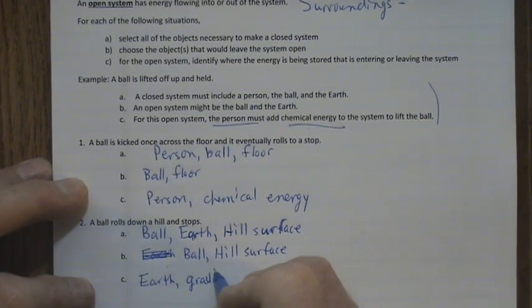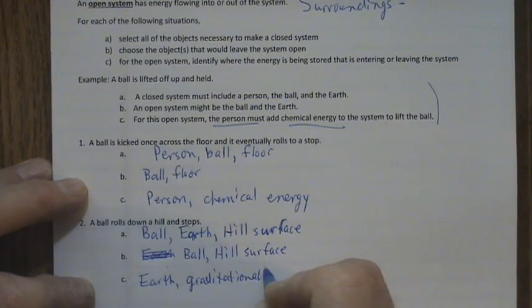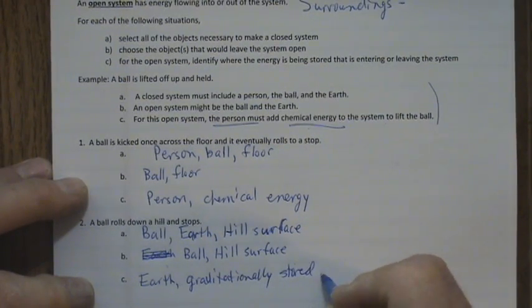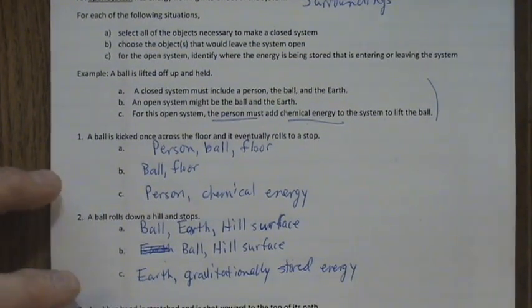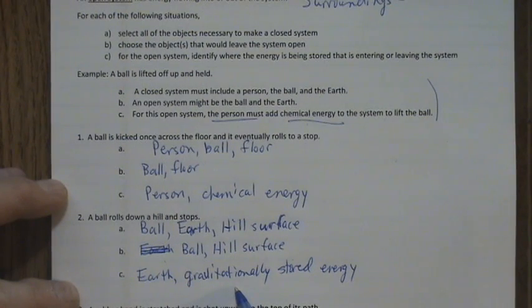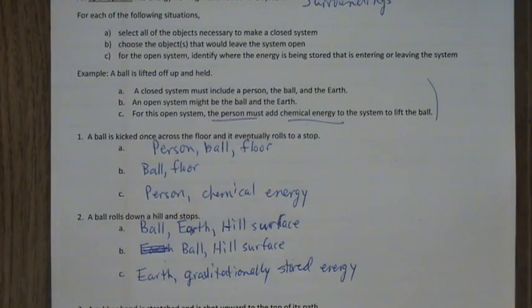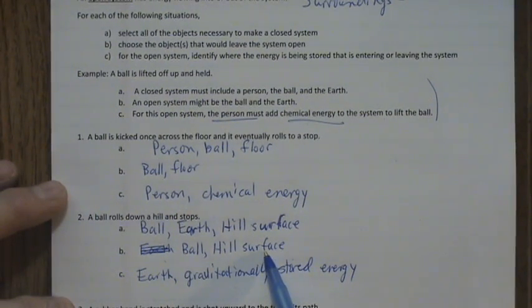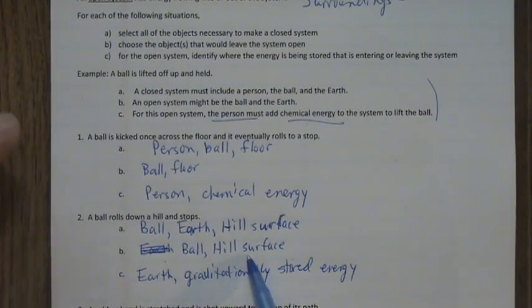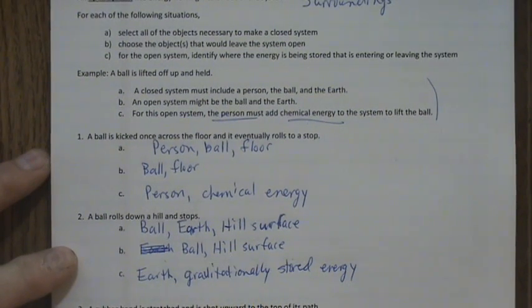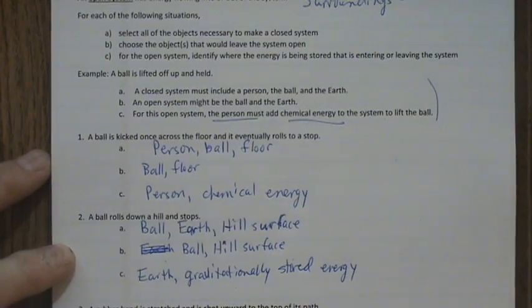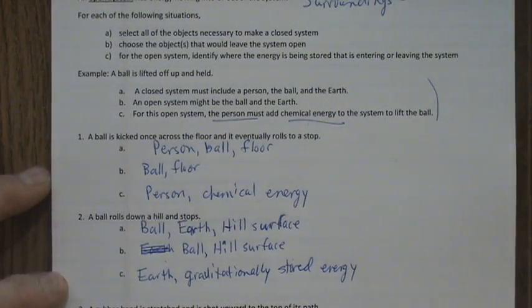And if I do that, the earth will have the gravitationally stored energy outside of the system to start with. It will go into the ball, and then the ball can start rolling downhill, and then once again the hill surface will change the energy storage from the gravitationally stored and kinetically stored in the ball, and once again we'll look at that in some diagrams shortly, and that will change that into thermally stored energy. And so we'll get there.